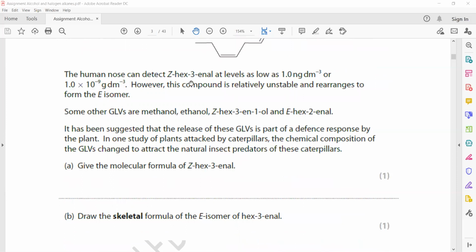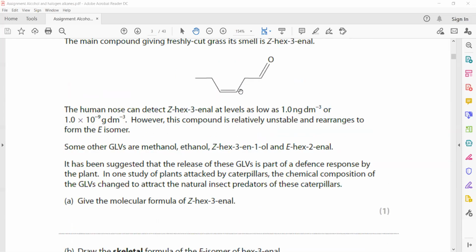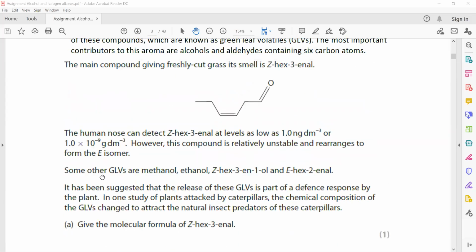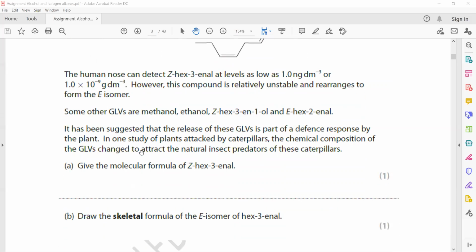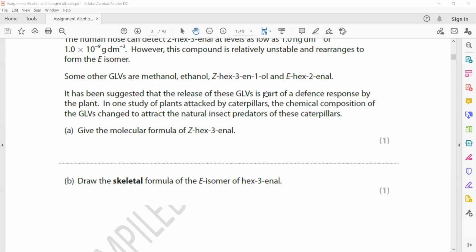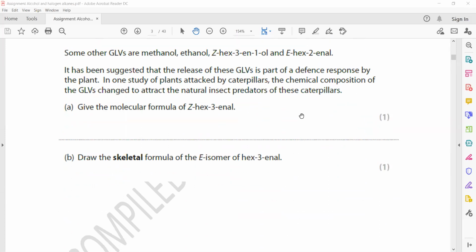The human nose can detect Z-hex-3-enol at a level as low as 1 nanogram per decimeter cubed. However, this compound is relatively unstable and rearranges to form the E isomer. So first it is Z, then it will become the E isomer. Some other GLVs are methanol, ethanol, Z-hex-3-enol, and hex-2-enol. It has been suggested that the release of these GLVs is part of a defense response by the plants.